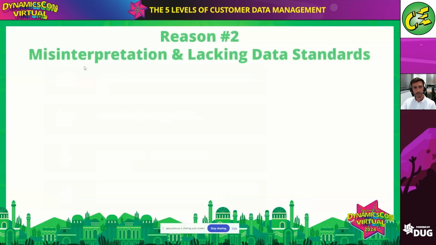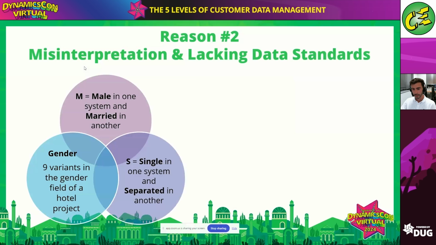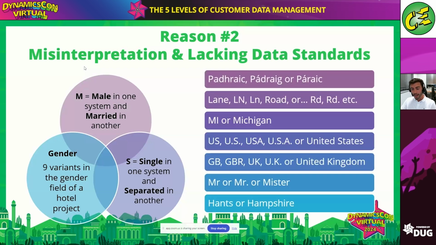So, reason number 2, misinterpretation. Again, I was talking about the context back in those data quality pillars, and lacking data standards. In one database, M means male, in another database, it means married. We've got S means single or S means separated. We've got to have that context, and we've got to have some standards in order to understand what this piece of data actually means.